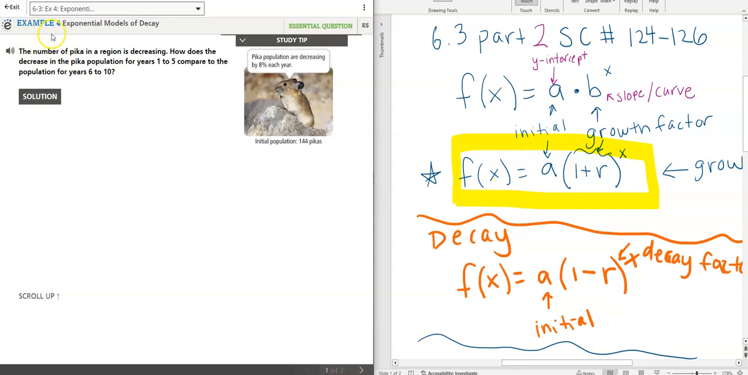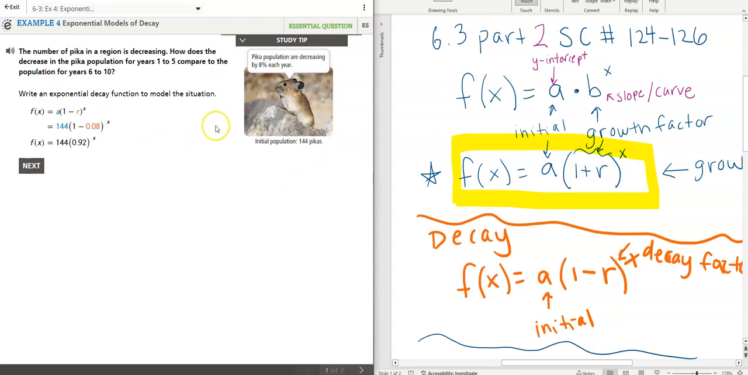So let's go ahead and look. Our example 4 is looking at models of decay, and how things go down. Here we have the pika. The number of pika in a region is decreasing. How does the decrease in pika populations for years 1 to 5 compare to the populations for years 6 to 10? It gives us information that pika populations are decreasing by 8% each year, and that the initial population is 144 pikas.